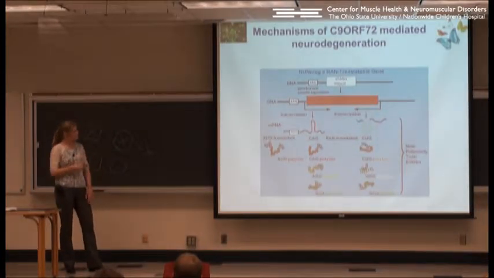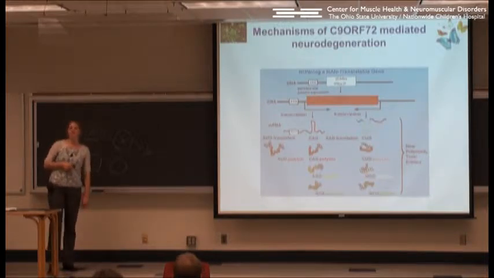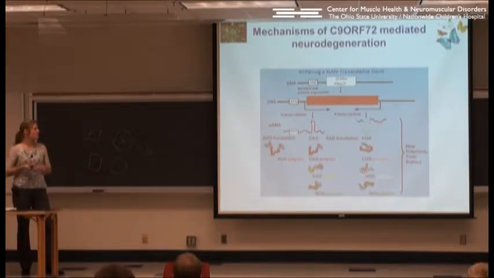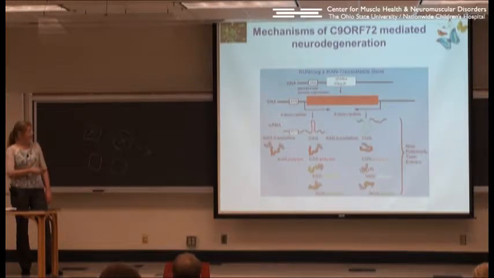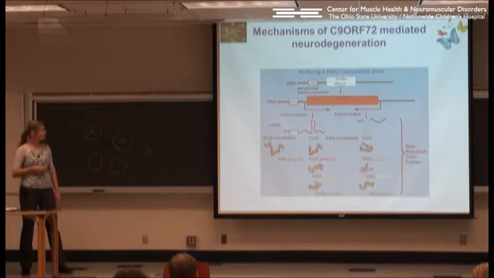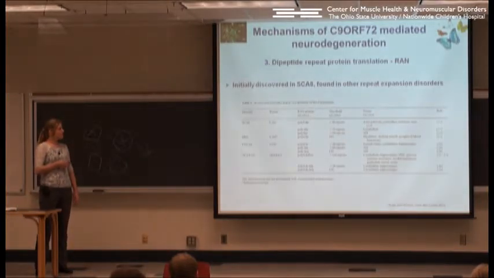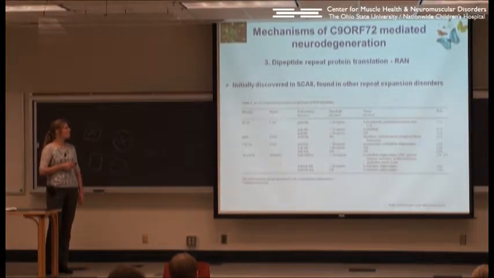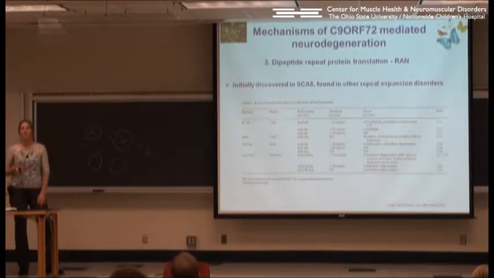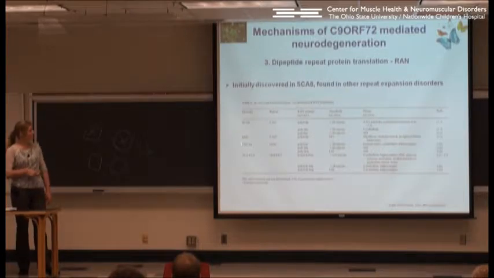So the way it works is that the repeat itself can be transcribed in both directions via independent mechanisms that are dependent on the secondary structure of the repeat. And that gives rise to these small peptides that are produced in the cytoplasm. And this mechanism was initially discovered in SCA8, which is another repeat expansion disorder, and it has been described in several other repeat expansions.